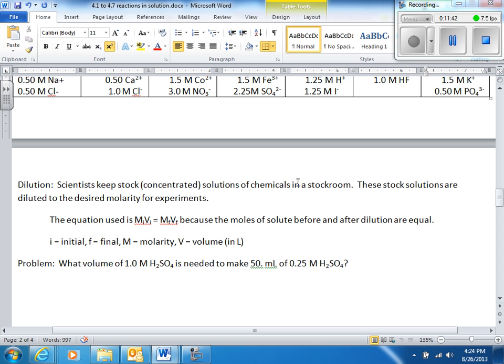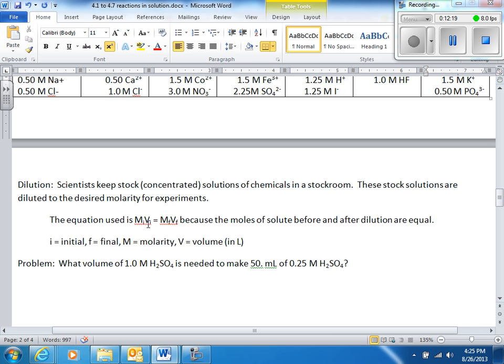All right, diluting. So scientists, we keep these stock concentrated solutions in a chemical supply room. And these solutions, we use them to dilute to get some concentration that I need. So I might have 1 molar sitting in the stock room in the laboratory, and I only need 0.1 molar for some lab that we're going to do, so I need to do a 10-fold dilution. So I'd use 100 mLs of the stock solution, 900 mLs of water. Now I'd have a 0.1 molar from my 1 molar. That was a lot of words. You don't need to write those down.